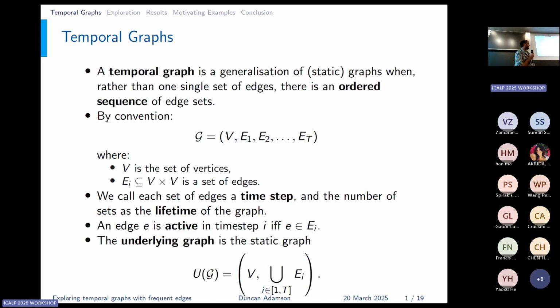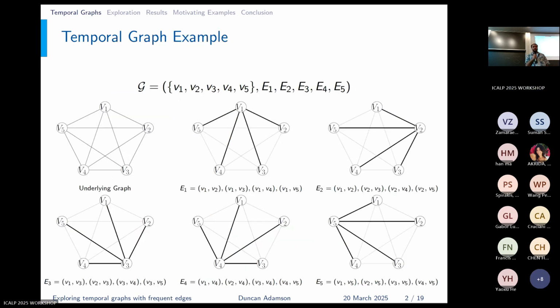We're allowed to have an edge active in one time step or three or every single time step. In fact, that's very important when it comes to them being active frequently. And I use the term underlying graph as the static graph which we get when we take the vertex set and the union of all of the edge sets.